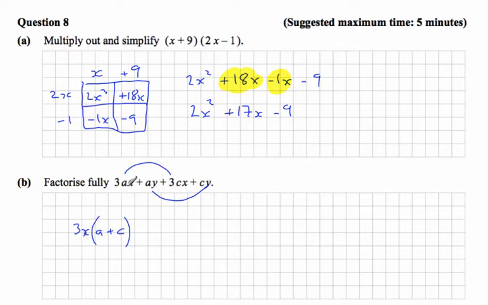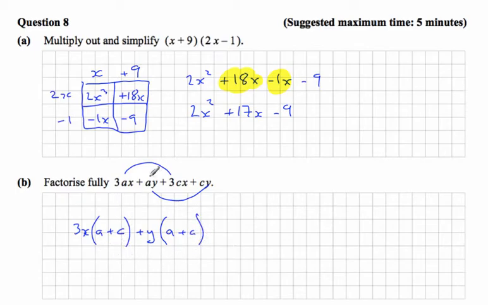3x times a is 3ax, and 3x times c is 3cx. Now I look at my next two terms. What's in both? Positive y. So I could factorize y out of both. If I factorize y out of this term, I'm left with positive a. And if I factorize y out of this term, I'm left with positive c.